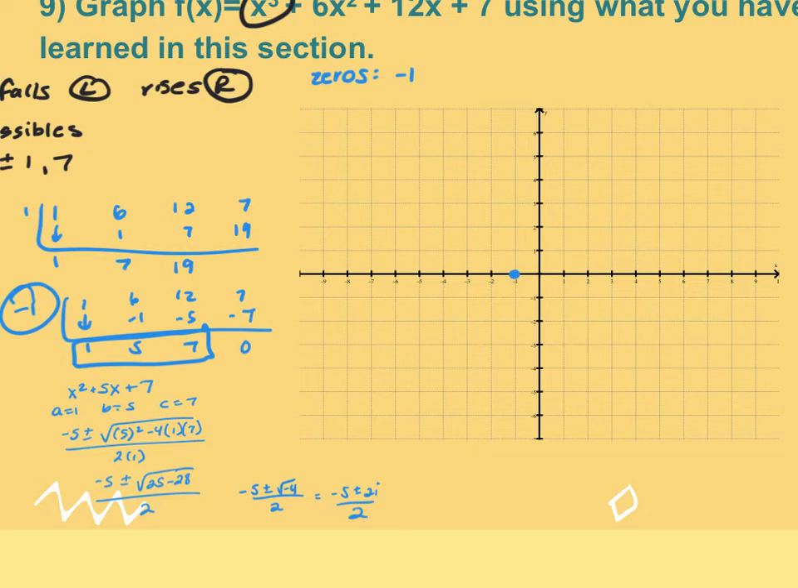Yep. So if there wasn't, let's say there was an answer that wasn't a real root for the zero, would you put that? So if it says list all zeros, you include it. If it says list all the real zeros, you don't include it.